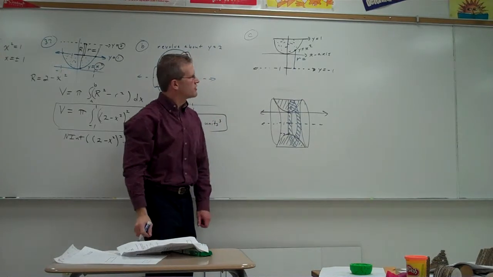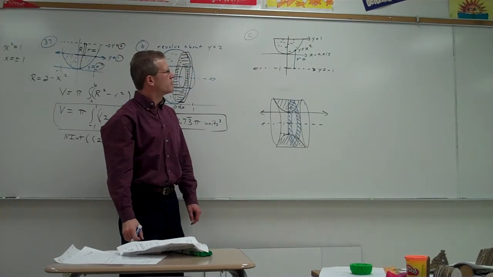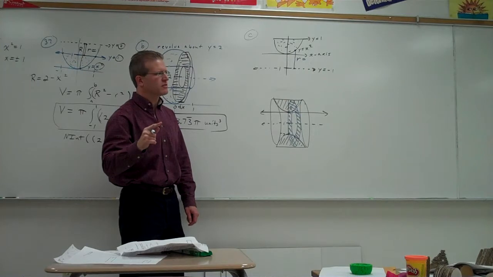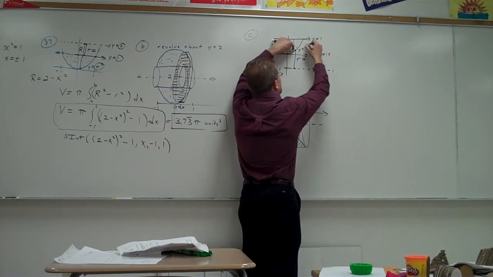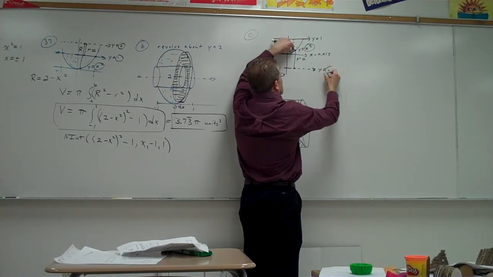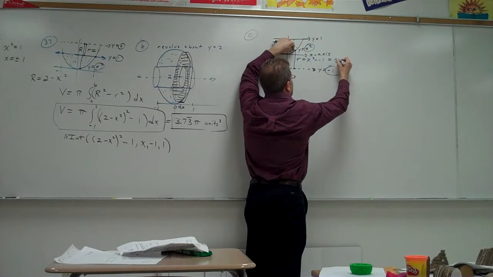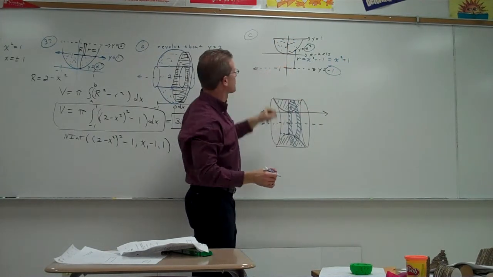So what would be the equation of the small radius? What would be the expression for the small radius? Top curve minus bottom curve. Oh, x squared plus 1. X squared, that's your top curve right there, minus negative 1. So x squared minus negative 1, which would be the same as x squared plus 1. So top minus bottom. Okay?